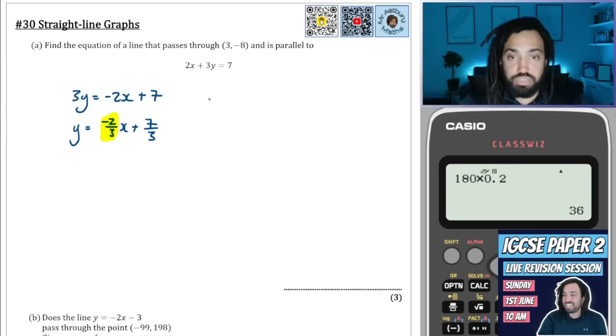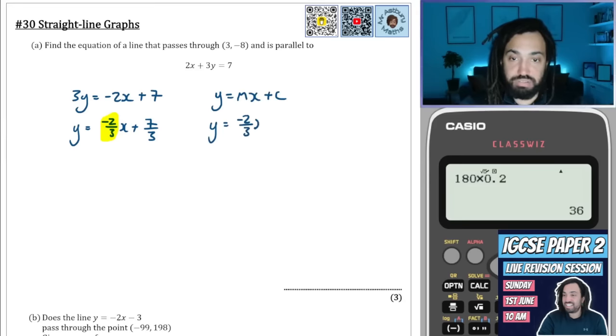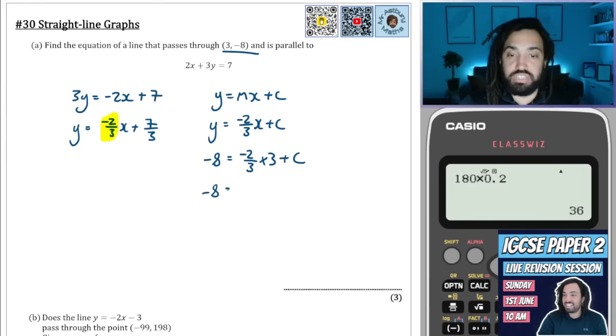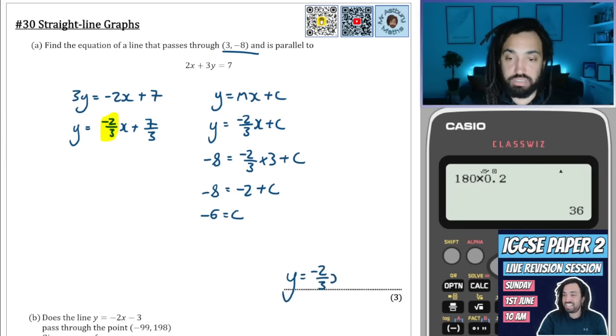Now we need to do another y equals mx plus c for this new line. This new line has the same gradient because it's parallel to the old line, but we know it goes through this point here. So we sub in y equals minus 8, and for x we sub in 3. So minus 8 is equal to, and now minus 2/3 times 3 is minus 2. Add 2 to both sides gives us minus 6 is equal to c. So now we know the gradient and we know c, we can write the equation of the line, like so.